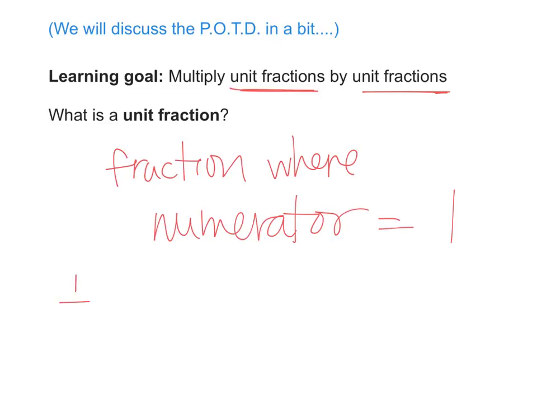Top. So is 1/2 a unit fraction? Yes. Is 1/7 a unit fraction? Yes. Is 1/100th a unit fraction? Yes. Is 3/4 a unit fraction? No, because the numerator is not 1. Okay, so if we're going to multiply unit fractions by unit fractions, we're looking at multiplying fractions where the numerator is 1.